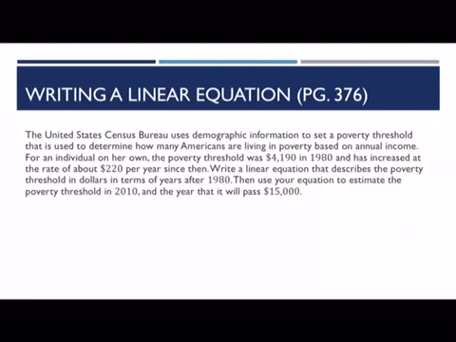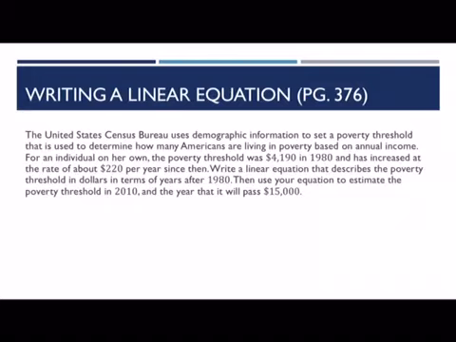For this one, the United States Census Bureau uses demographic information to set a poverty threshold that is used to determine how many Americans are living in poverty based on an annual income. For an individual on her own, the poverty threshold was $4,190 in 1980 and has increased at the rate of about $220 per year since then. Write a linear equation that describes the poverty threshold in dollars in terms of years after 1980. And then we'll use the equation to answer a few questions.